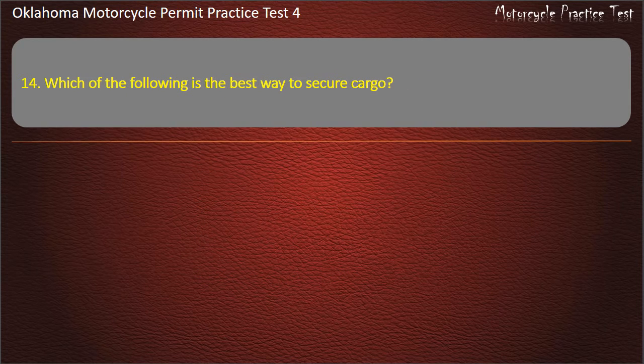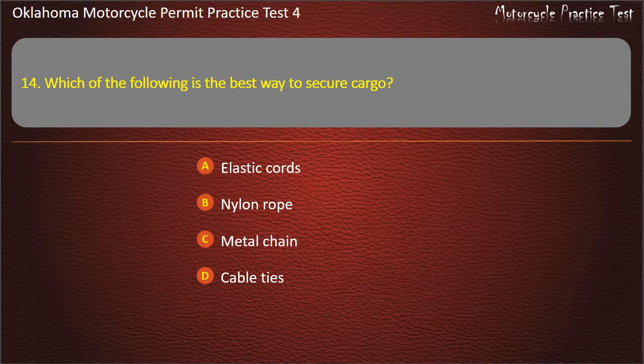Question 14. Which of the following is the best way to secure cargo? Elastic cords, nylon rope, metal chain, cable ties. Answer. Elastic cords.